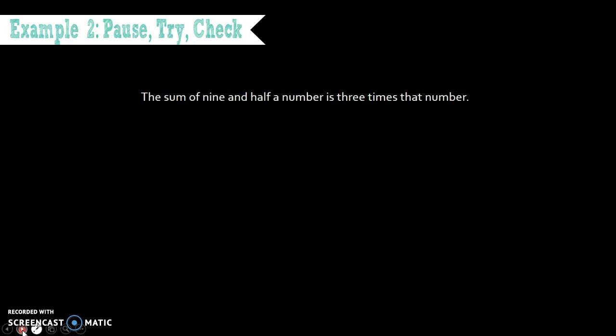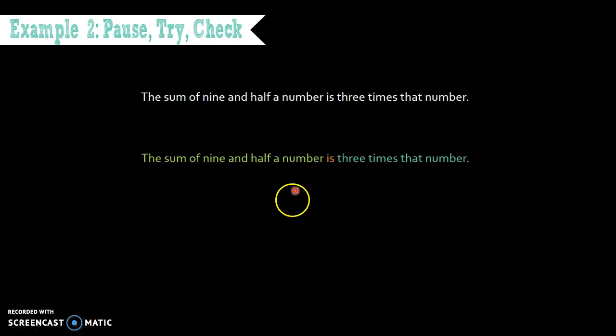The sum of 9 and half a number is 3 times that number. Let's break it down. The sum of 9 and half a number is one side of the equation. Is tells me that we're going to be using an equal sign and writing an equation. 3 times that number is the other side of the equation. The sum tells me to add 9 and half of a number. And then the other side of the equation, 3 times that number means 3 times n.